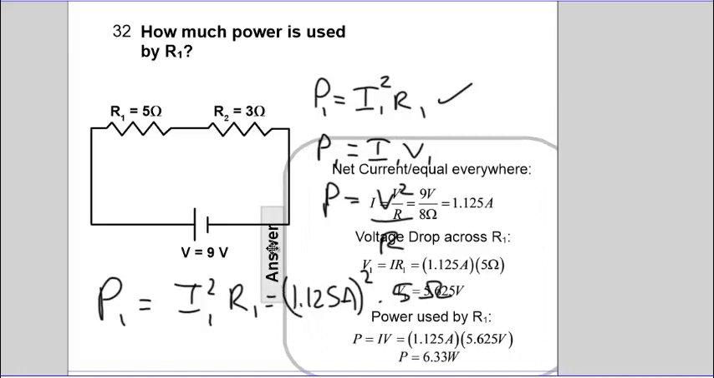And that's the meaning of power, or the power output, is that you get 6.33 joules of energy out every 1 second that goes by.